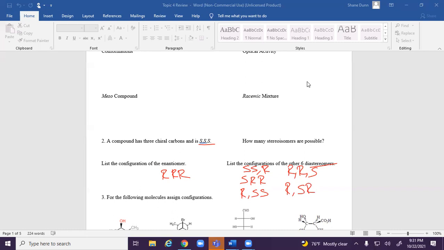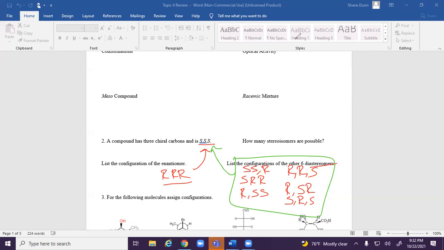No, RRR is the enantiomer. That's the only combination that's not. And SRS. So all of these are diastereomers of SSS, because those are all the combinations that are not the enantiomer. That's what a diastereomer is.